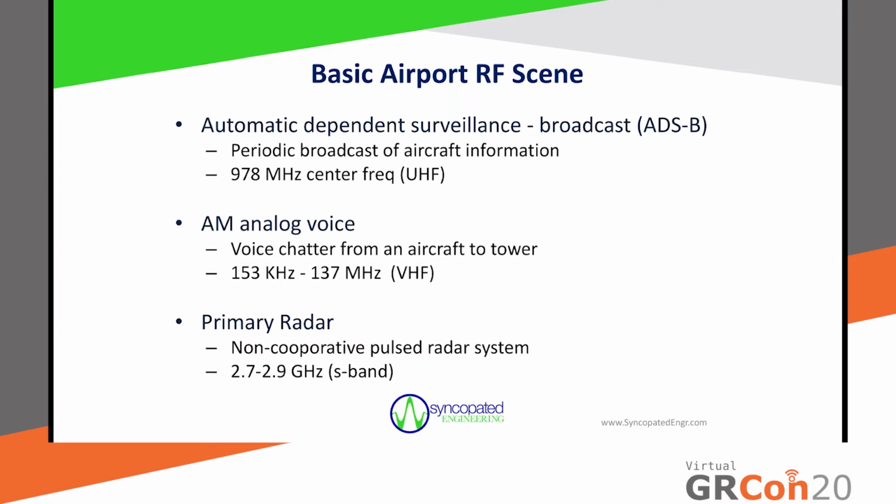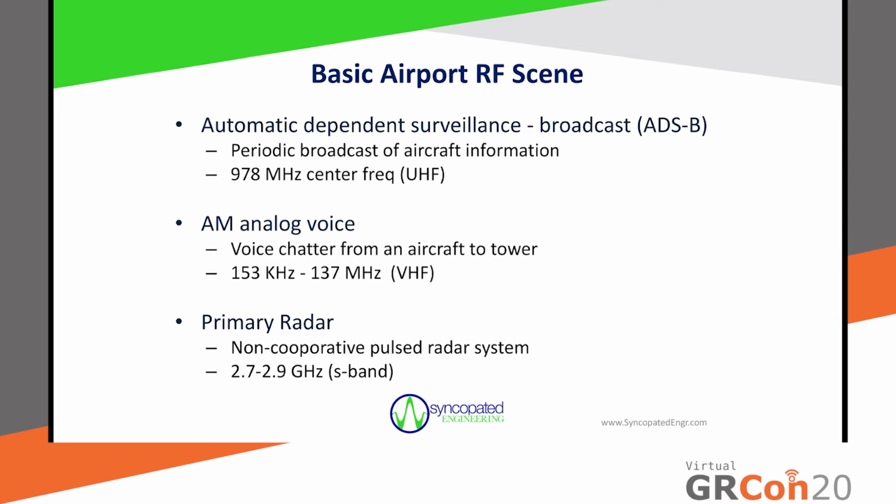ADS-B is a periodic broadcast signal in the UHF band that is sent by an aircraft to indicate aircraft identification, velocity, location, or altitude. This will be active anytime an aircraft is in the vicinity of the airport. AM analog voice is found in the VHF band and consists of voice chatter between the aircraft and the tower. We would expect this to be most active when an aircraft is preparing to taxi and take off.